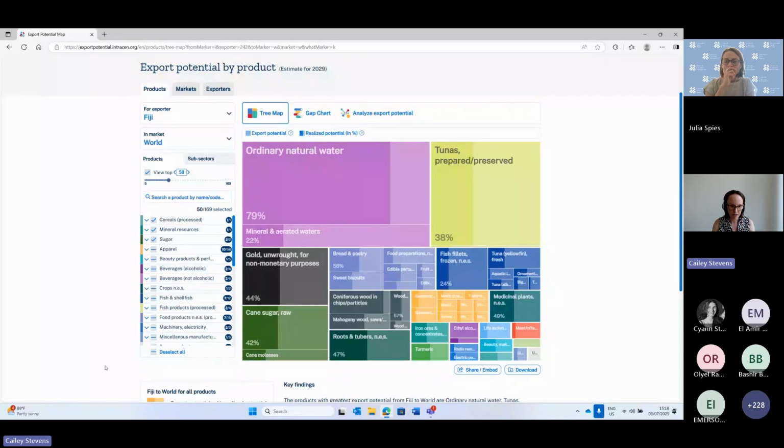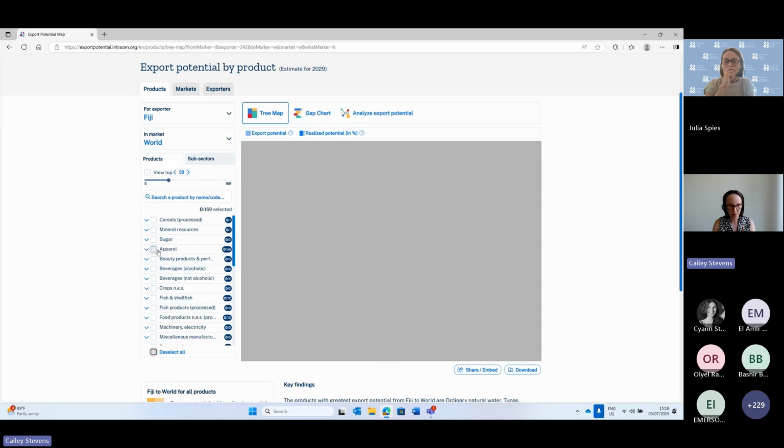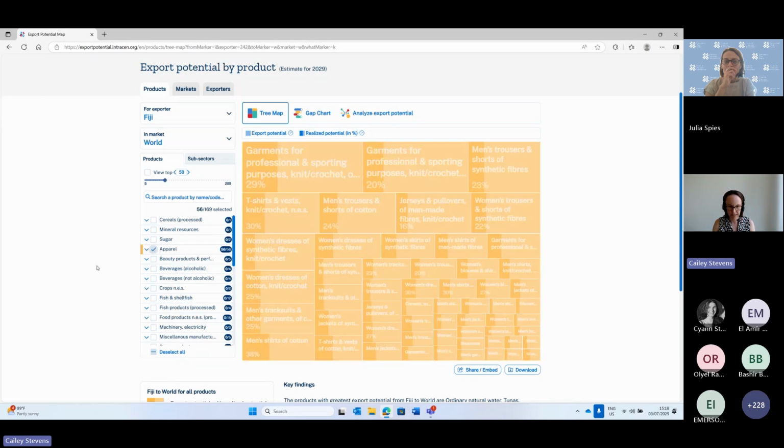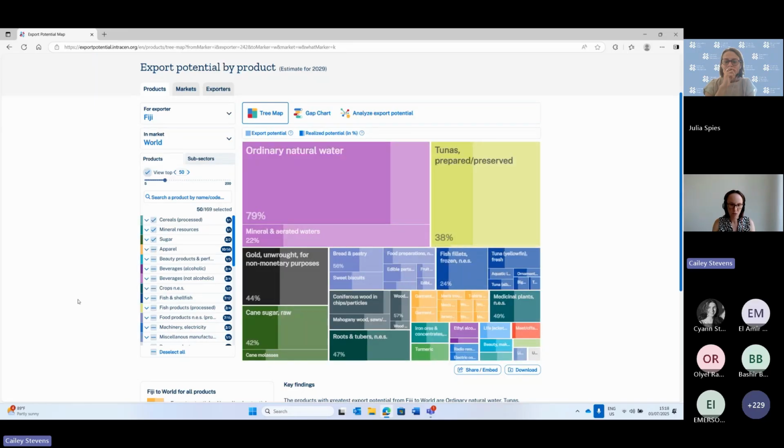We also have the ability to deselect all. So if you just want to look at products in the apparel subsector, you can say deselect all and then just click apparel. I'm going to go back to viewing the top 50. As in the previous version, the products are color coded by their subsector. So apparel products are orange, but we've tried to make these colors stand out more so you can see what color goes with which subsector.